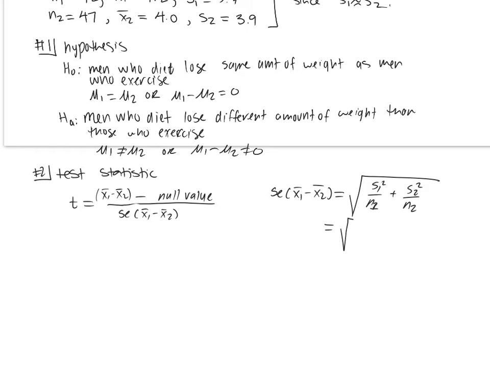Okay. So S1 was 3.7, right? Over 42, plus 3.9 squared over 47. I get that this is about 0.806.